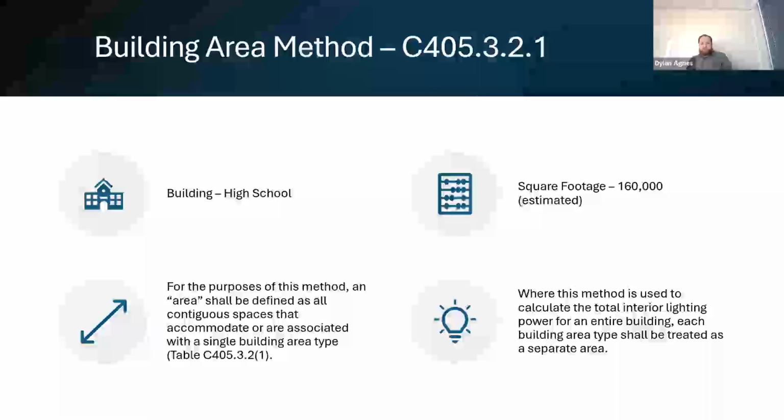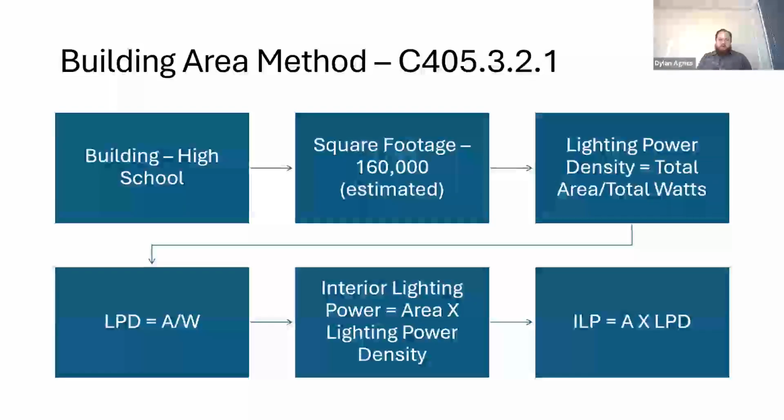So for all intents and purposes, area shall be defined as contiguous spaces. That means sharing a border, right? So Colorado versus Idaho, we're not contiguous because we don't share a border, but other spaces would. That's important for transition spaces, or classrooms sharing a transition space. That would be classified differently under space by space. But we're talking about the building area method. So this is how we're going to do it.